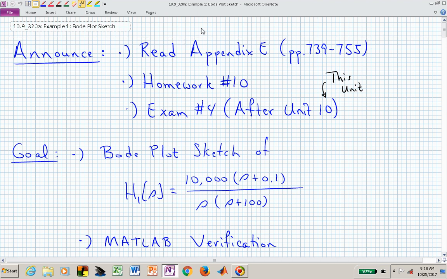Welcome back to ECE 320A. We're still in Unit 10, and now we're getting into the fun part. Now we're actually going to put all of these pieces together.